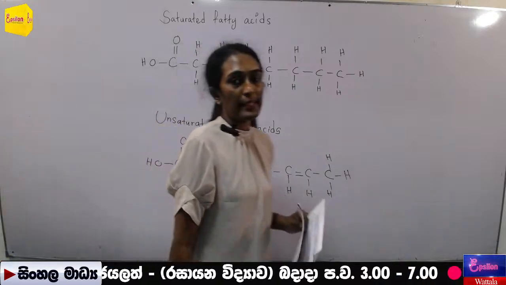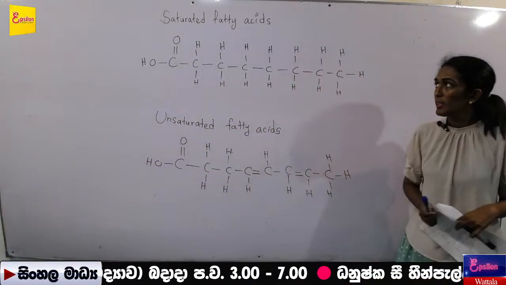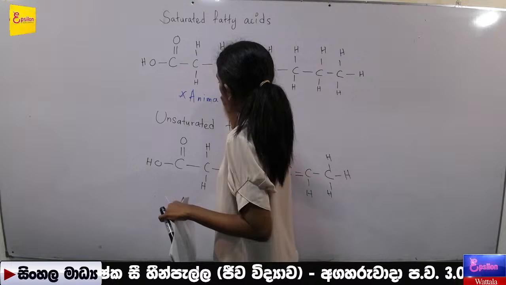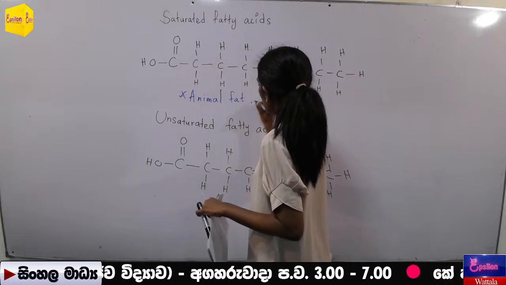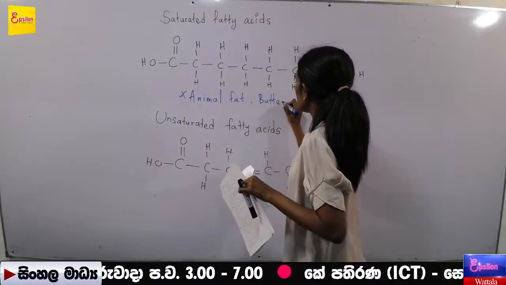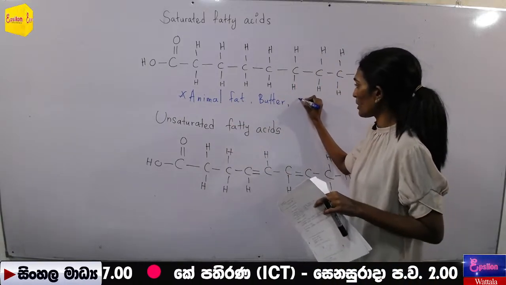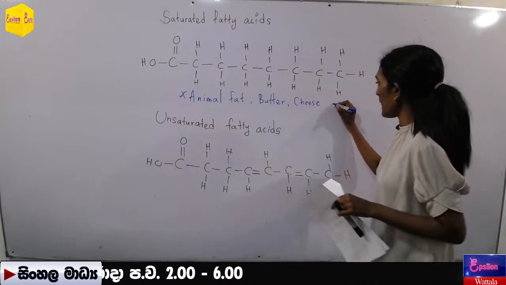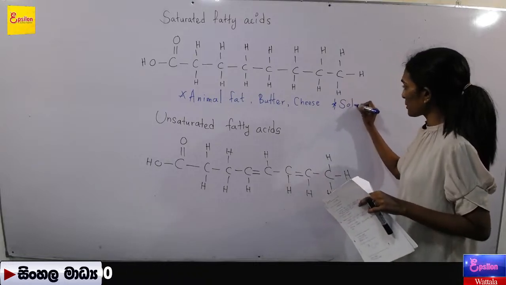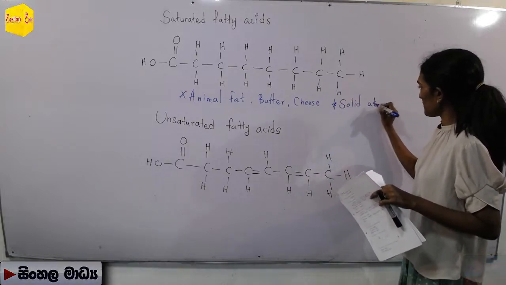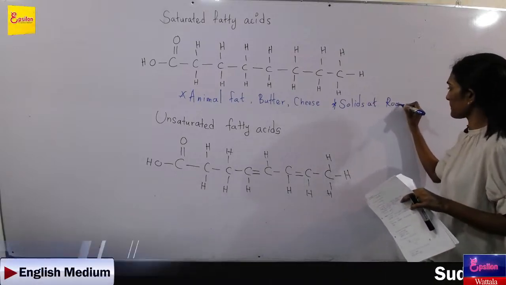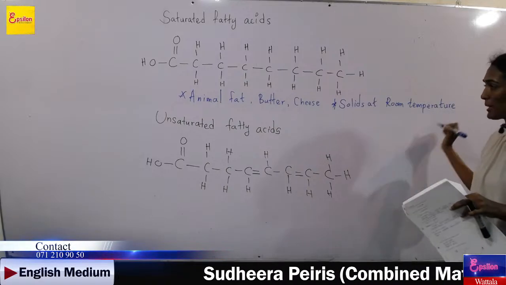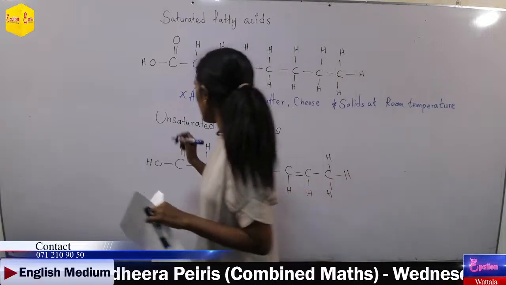I'll tell you more about these molecules. Saturated fats are mostly animal fat. Examples, butter, you can say cheese, those things are saturated fat. These are solids at room temperature. You know the nature of butter and all that, no? These are solids at room temperature.